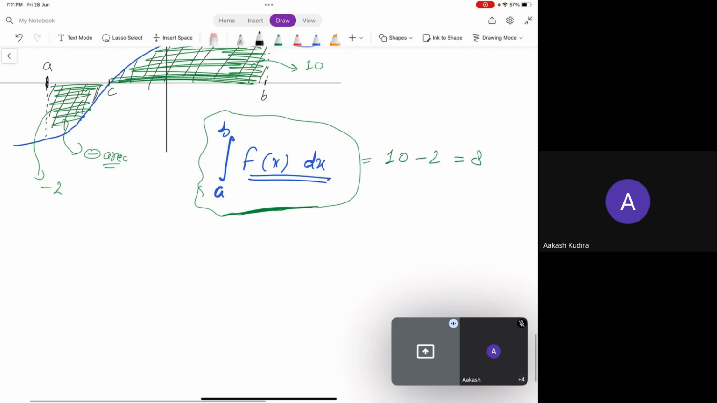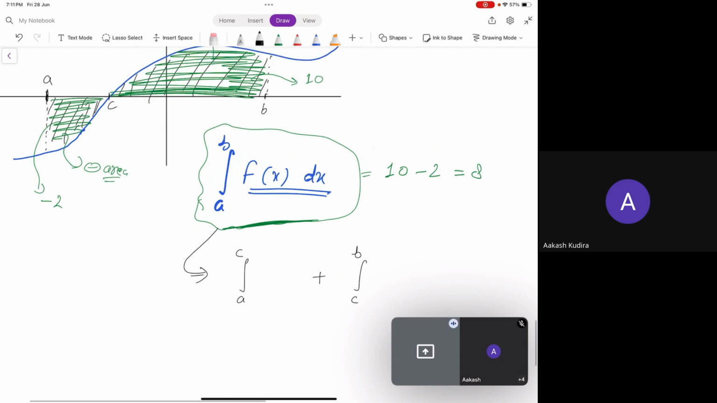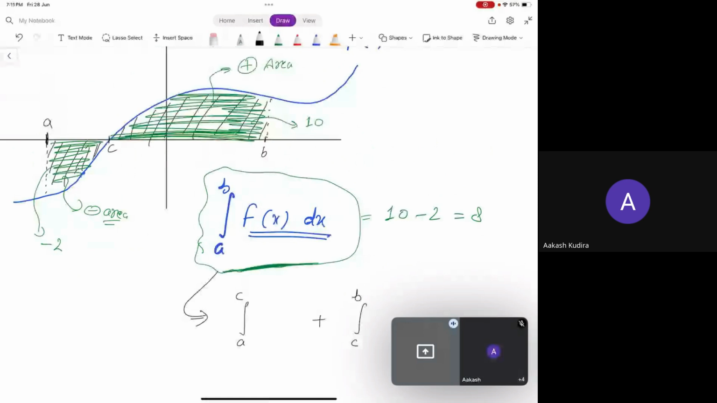Okay, then what you will do, simply you will break this integration into two parts, from A to C, plus from C to B. Why? Because it's very obvious that if we integrate it from A to C, this will give us negative area. So to make this positive, I will put here a minus sign.